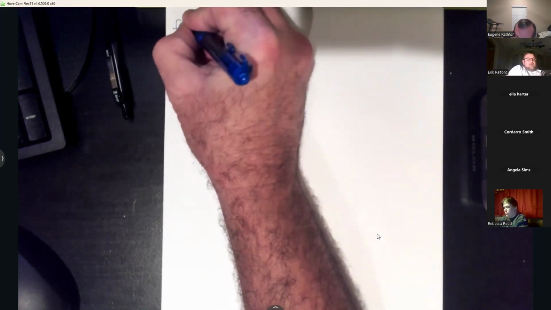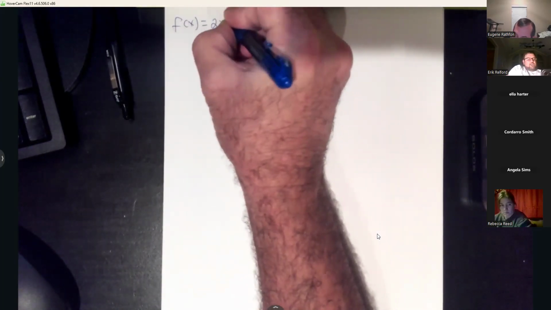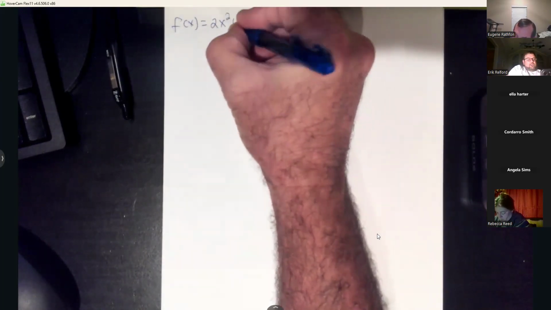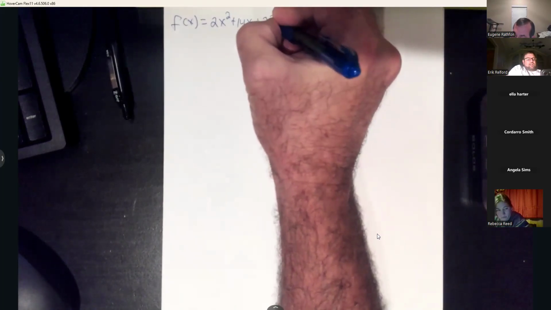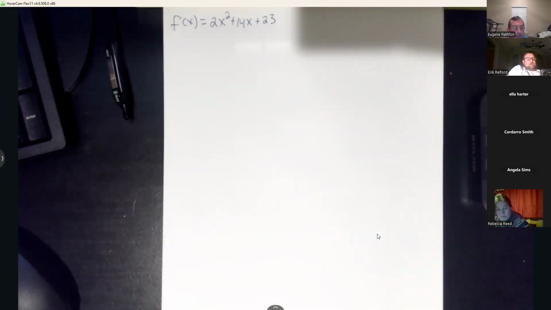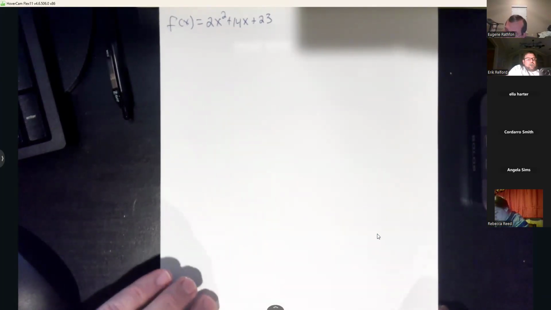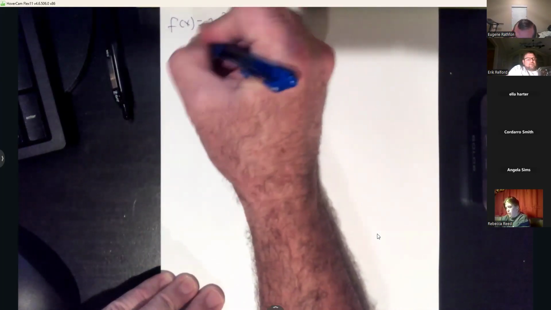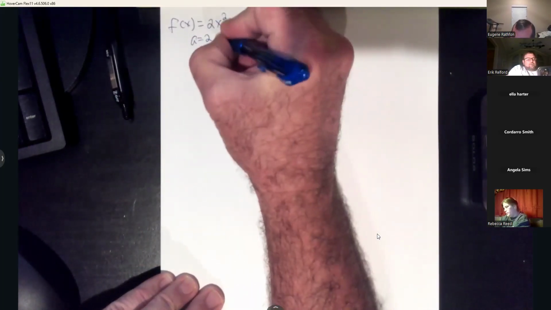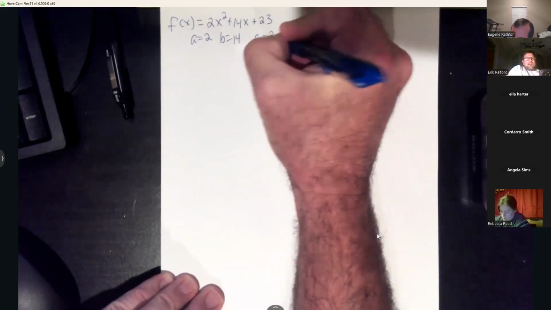All right, y'all. So this one they're giving me f of x equals 2x squared plus 14x plus 23. So this one's like number 3. So this one, you're going to get fractions for the answers, okay? So this is like y'all's number 3. So A is 2, B is 14, and C is 23.